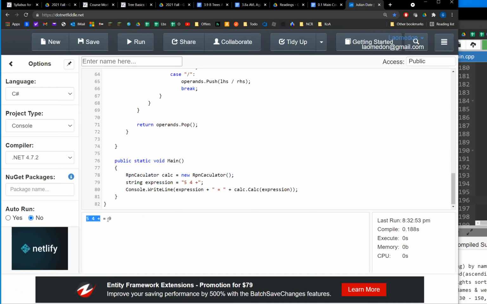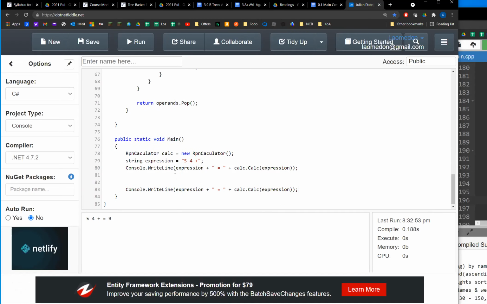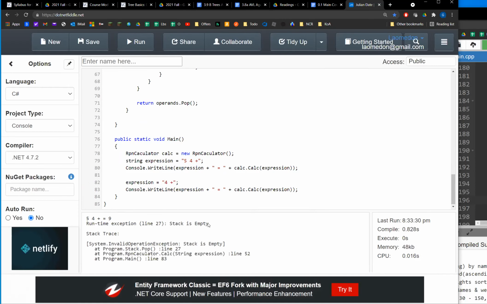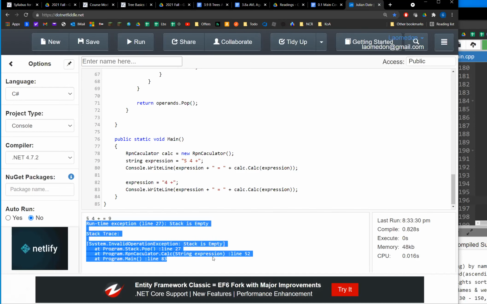All right, 5 plus 4 is 9. And we're not handling our cases very well. If we go ahead and change our expression, wow, typing, such an overrated skill. Right, 4 plus. It's going to fall down. Nice explosion at runtime, if I get my semicolon in there, that is. All right, we got our stack error.